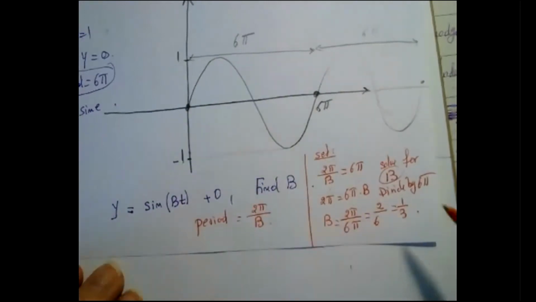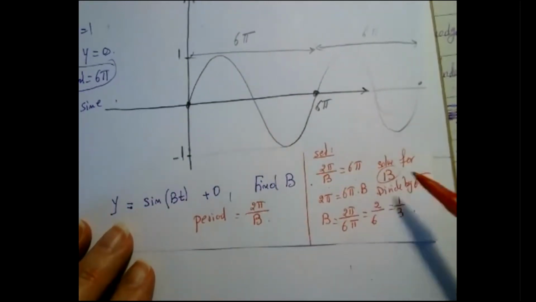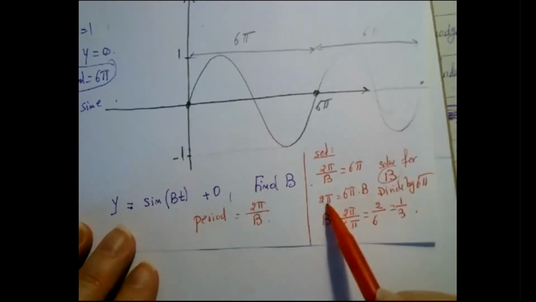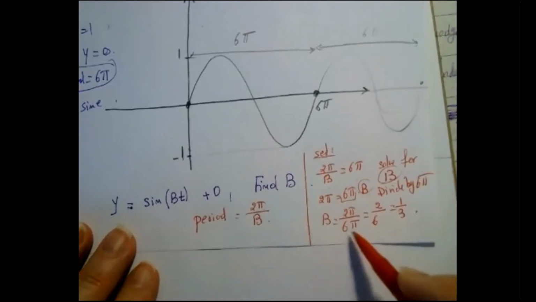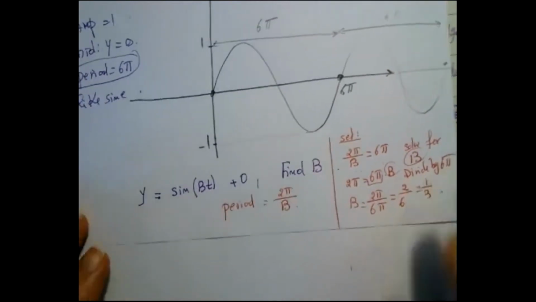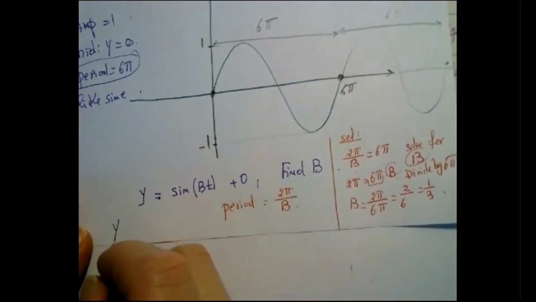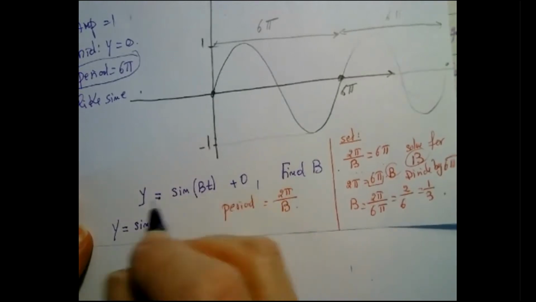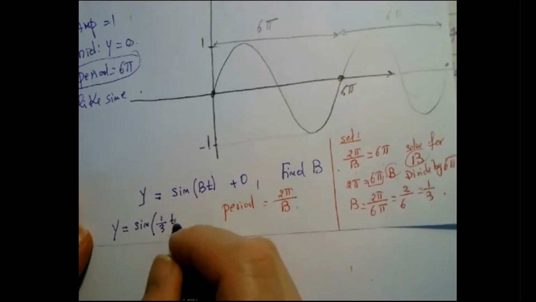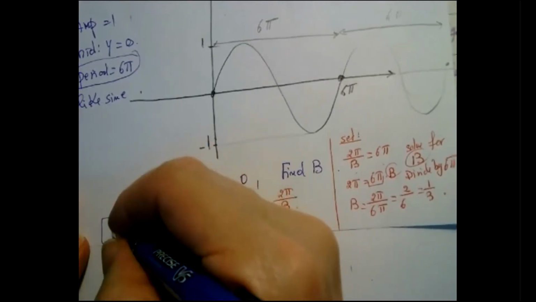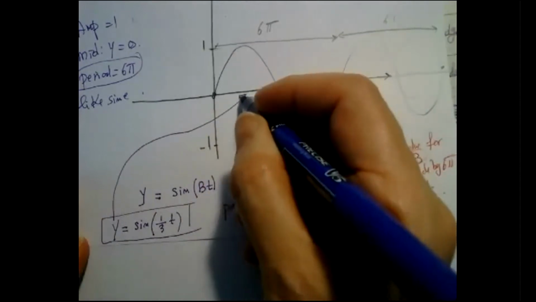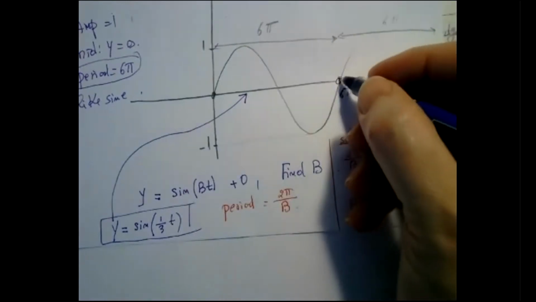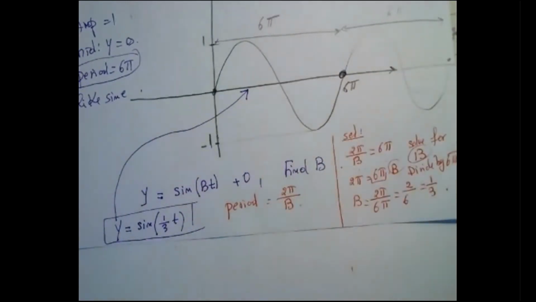So I repeat, 2 pi over b is the period. To solve for b, multiply by b on both sides, then isolate the b, divide by 6 pi, and it gives you 1/3. So this gives me the formula: y is going to become the sine of, instead of b, 1 over 3 t. And that's the function. If you take your calculator and graph it, you get exactly this graph, where the period is 6 pi. So we're actually changing the period.